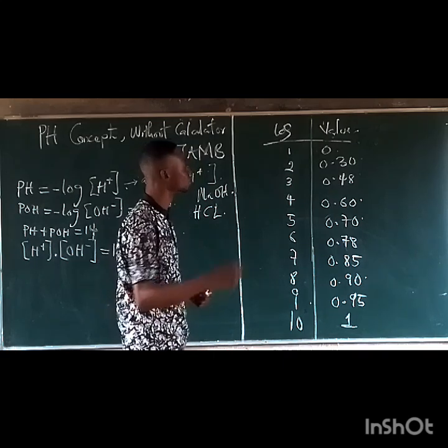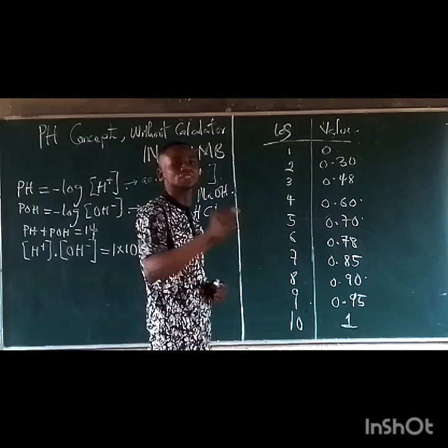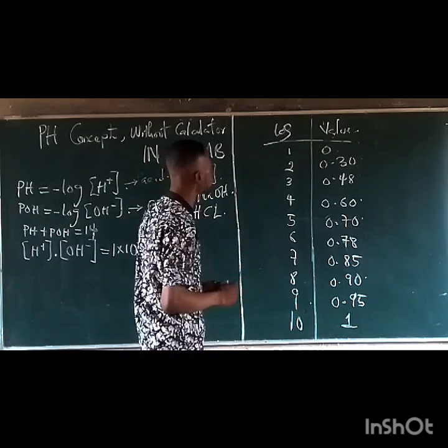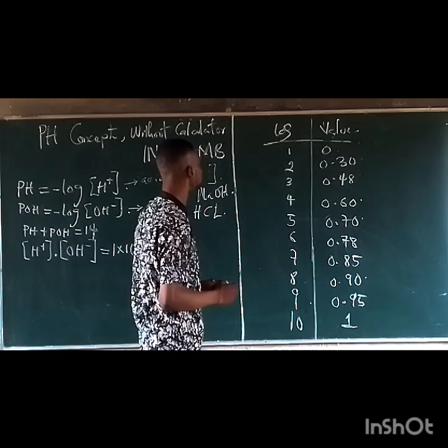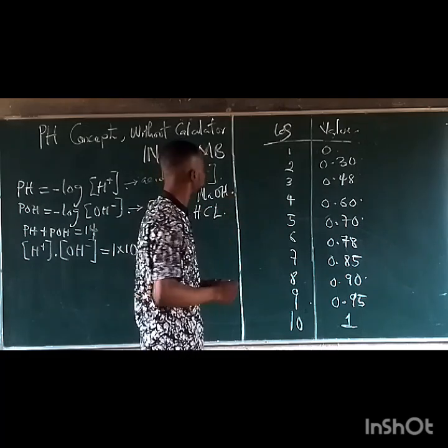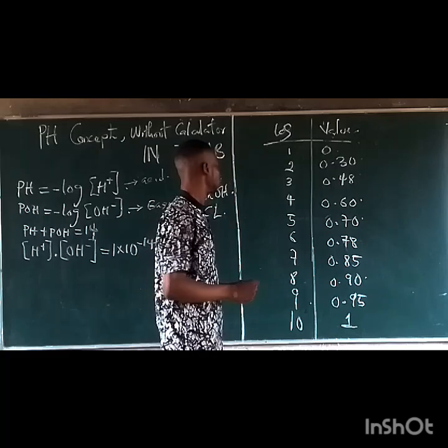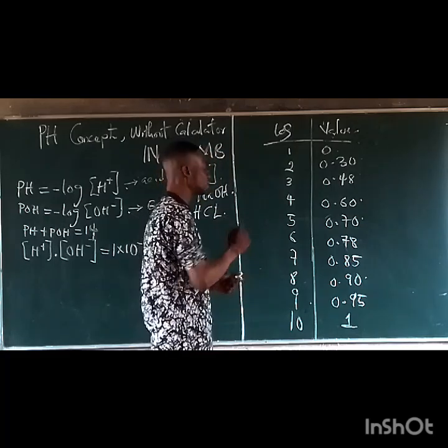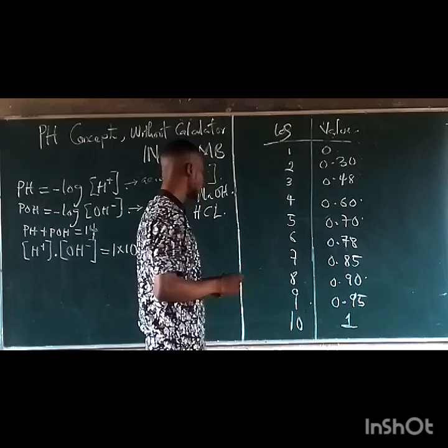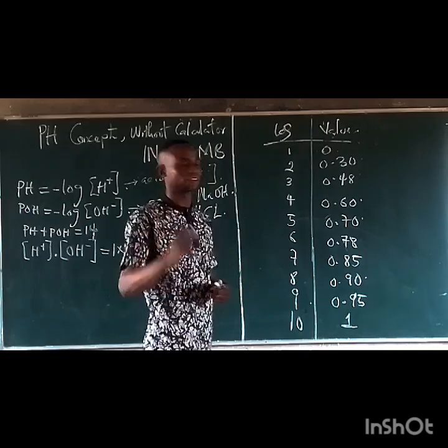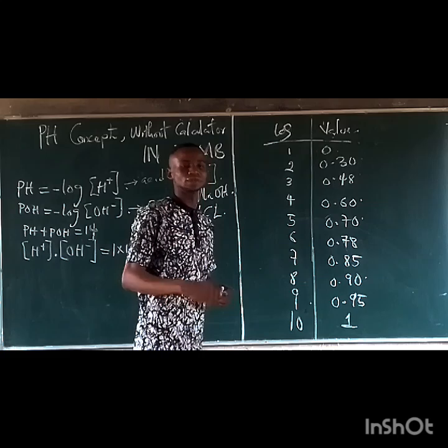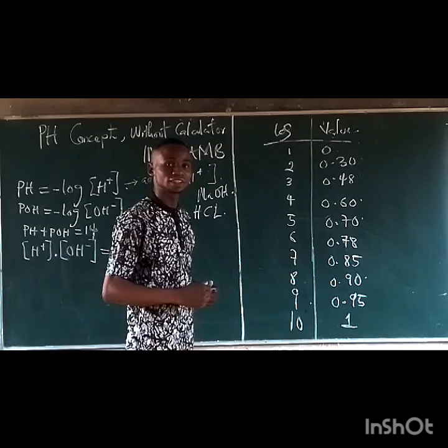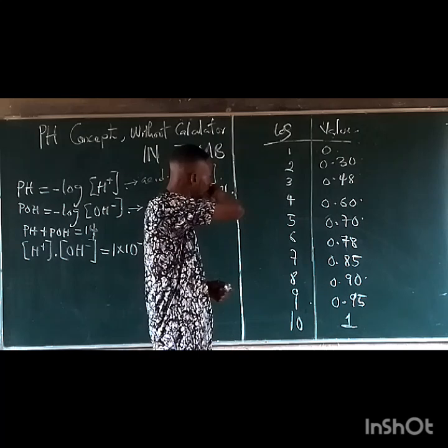Log 1 is 0. Log 2 is 0.30. Log 3 is 0.48. Log 4 is 0.60. Log 5 is 0.70. Log 6 is 0.78. Log 7 is 0.85. Log 8 is 0.90. Log 9 is 0.95, while log 10 is 1. Can you see? It's very, very easy to assimilate.